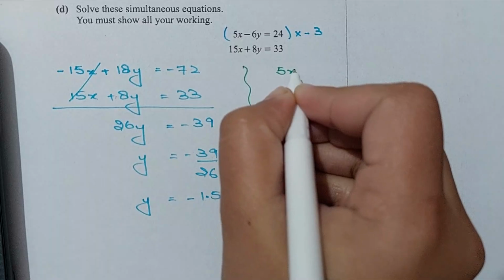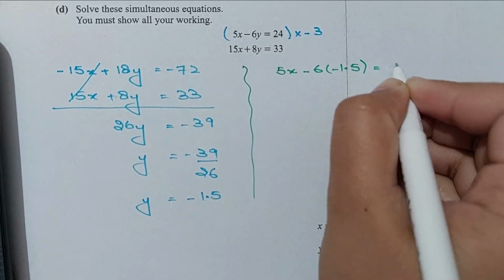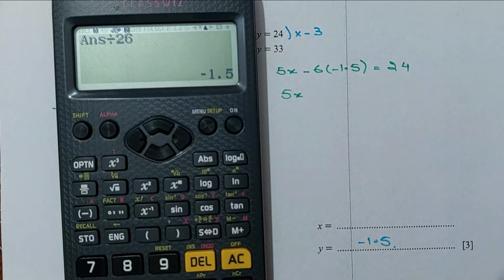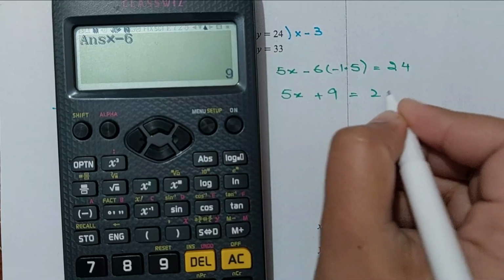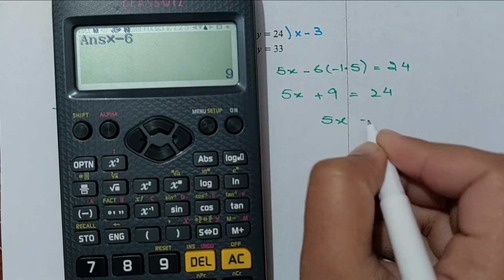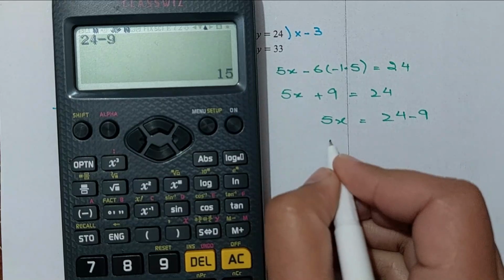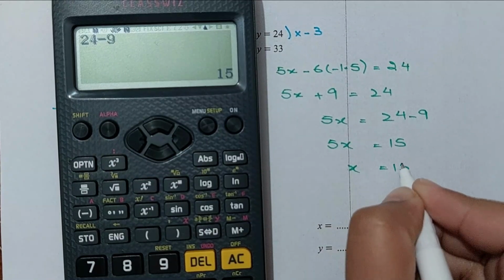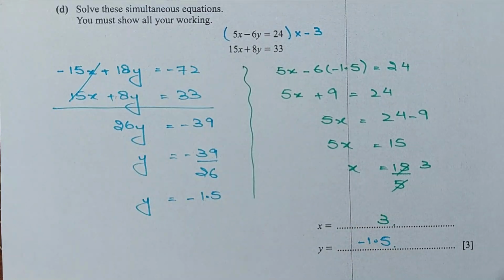So 5 times x minus 6 times y equals 24. 5x minus 6 times minus 1.5, which is minus 9, equals 24. So 5x would be 24 take away 9. 24 minus 9 is 15. So 5x equals 15. So x would be 15 over 5. 5 times 3 is 15. So the x value is 3.